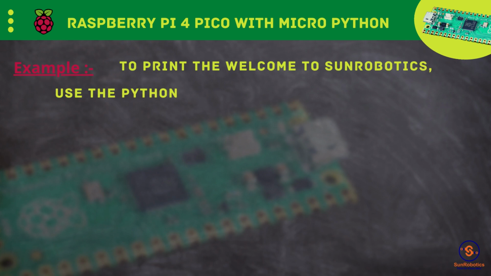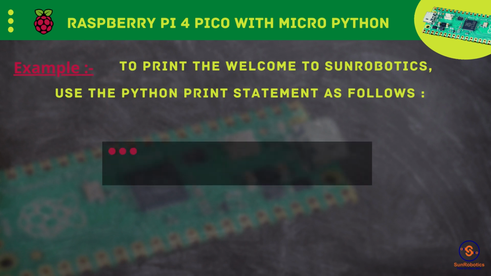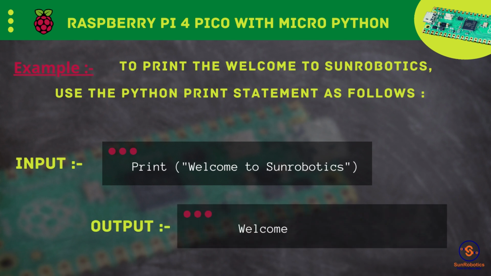To print "welcome to SunRobotics", use the Python print statement as follows. When I type print("welcome to SunRobotics") and run the program, we see the output is welcome to SunRobotics.